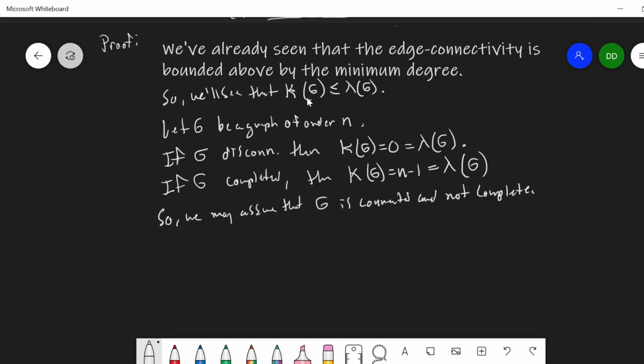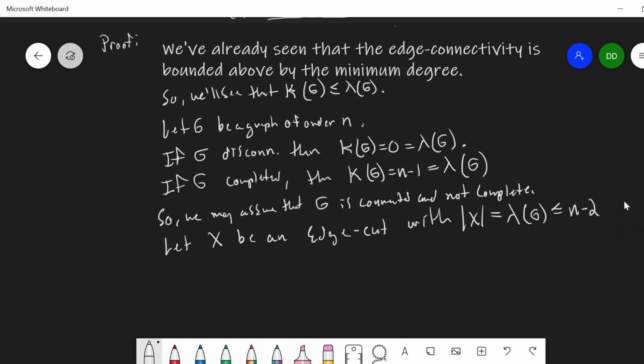Okay, so, right, we want to establish this bound, so let's give ourselves an edge cut, and we'll find a set of vertices that's smaller than the cardinality of the edge cut that will disconnect the graph. So let X be an edge cut with cardinality equal to the edge connectivity, so in particular, we'll let it be a minimum edge cut. And notice that this will be less than or equal to n minus 2, since G is not complete. Right? The edge connectivity is n minus 1 if and only if G is complete.